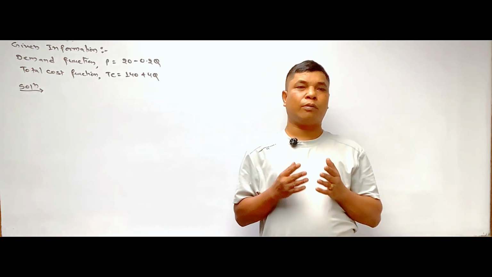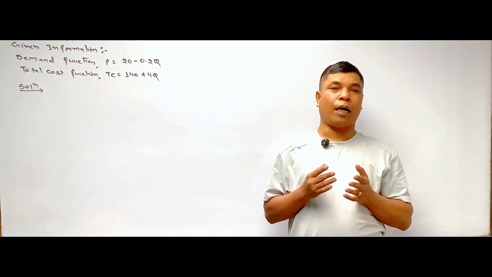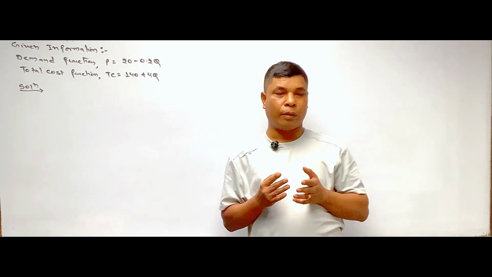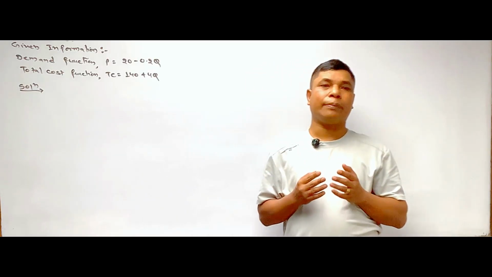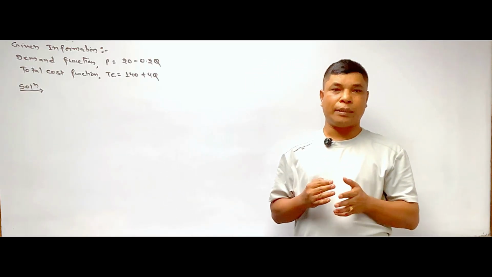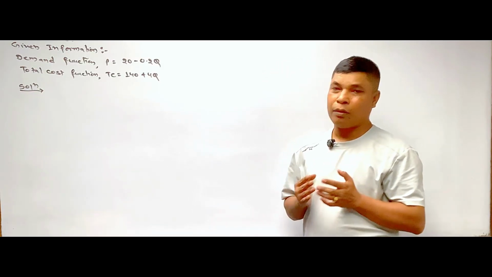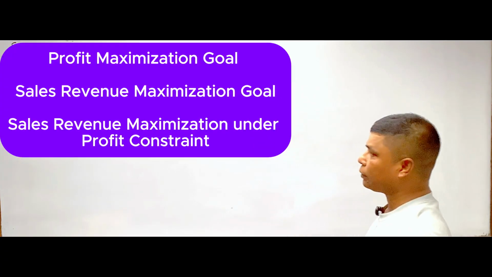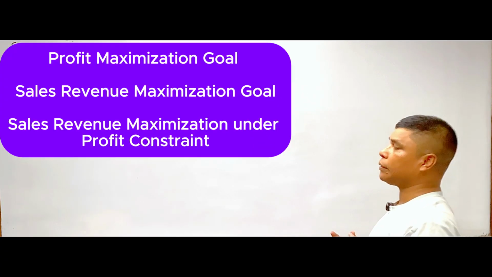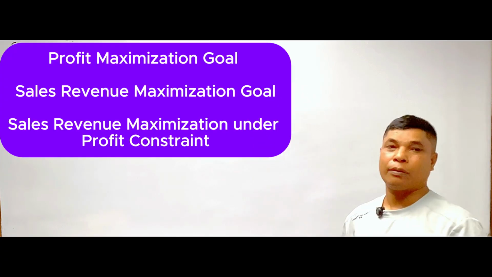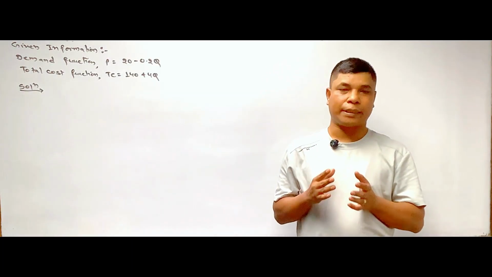Good morning, class. Today we are going to understand how to solve the numerical problems which are concerned with the objective of the firm. In line with this, we also discuss the three types of goal of the firm, which are sales revenue maximization, profit maximization, and sales revenue maximization under a profit constraint. Let's start from one example.